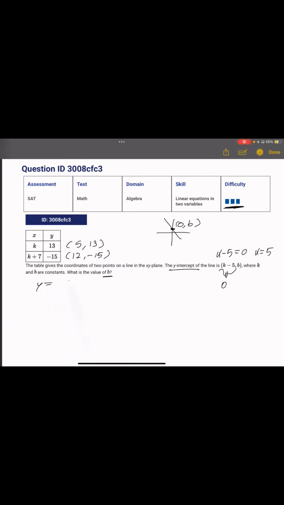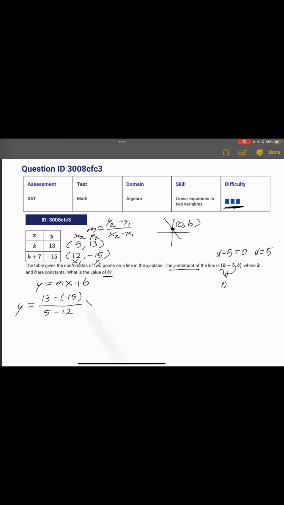y is equal to mx plus b, where m is the slope. Okay, so we're going to find the slope first. So we're going to have 13 minus negative 15 over 5 minus 12. For slope, just taking a step back, slope is equal to y2 minus y1 over x2 minus x1. And we just chose this as y2, that is x2. This is y1, that is x1, if that helps clarify.